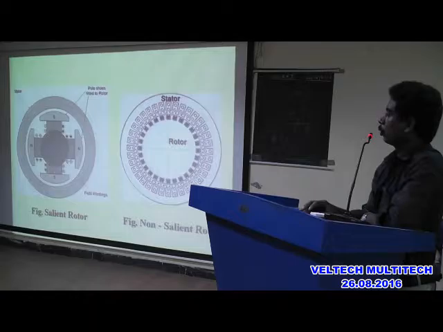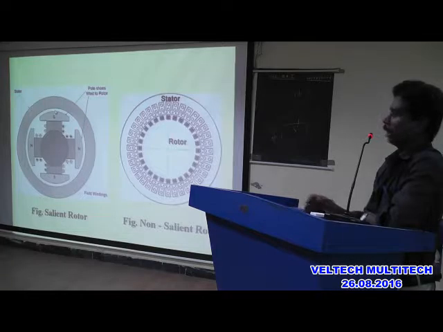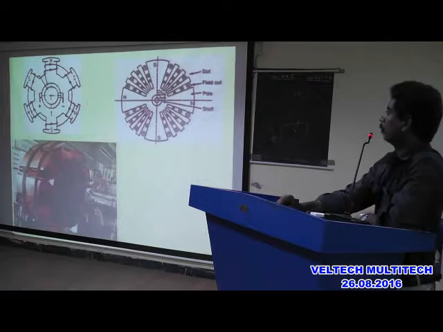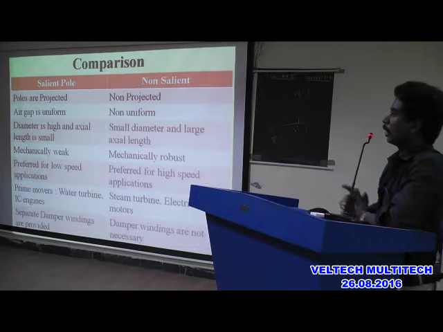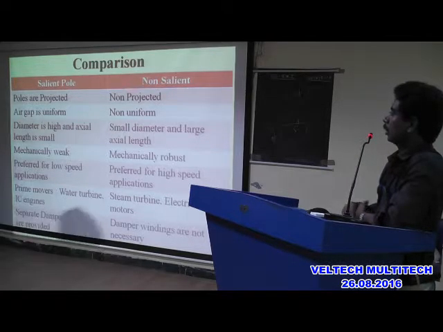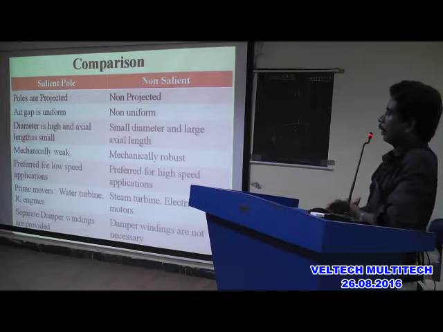So this is the salient pole rotor and this is the non-salient pole rotor. In salient pole rotor, the air gap is not uniform. In non-salient, the air gap is uniform. Now this is another view of the salient pole rotor and the non-salient pole rotor. This is the comparison between them. In salient pole rotor, the poles are projected. Here they are not projected, and the air gap is uniform.